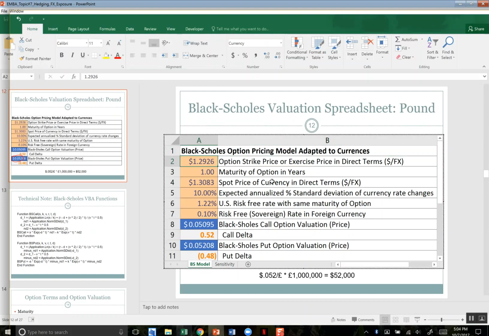So if I plug in the current spot price of the pound, which was 1.29 the day I did this, I'm looking for a $1.30 strike, matures in 1 year. The expected standard deviation of the exchange rate is 10%. I got that from historical average. The U.S. interest rate is 1.22% for 1-year treasuries. The British rate is 0.1%. You plug it in Black-Scholes, and it tells me the put is worth 5.2 cents. The call is worth 5.1 cents. That's just applying the formula.